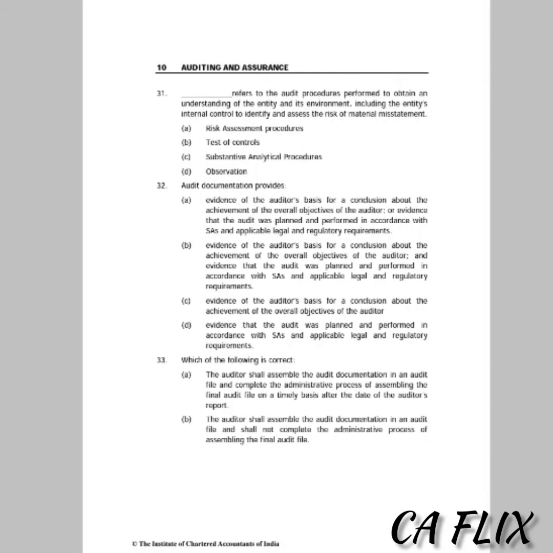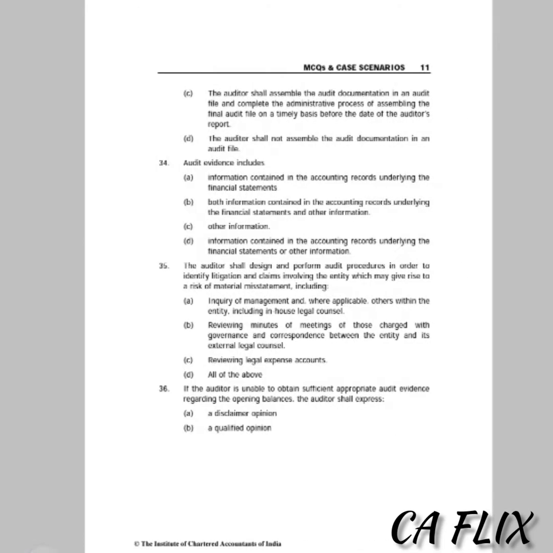Audit documentation. Which of the following is correct? The auditor shall assemble the audit documentation in audit file and complete the administrative process of assembling the final audit file on a timely basis after the date of auditor's report.